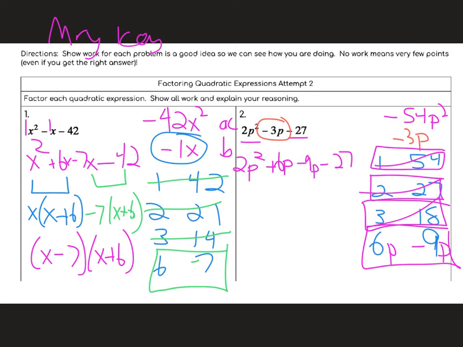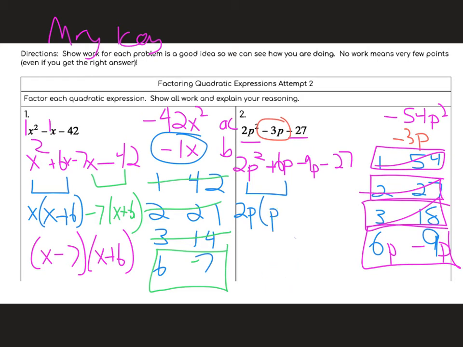Now you group it. So you look at these first two. What can you take out? Well, from 2 and 6, I can take out a 2. From p squared and p, I can take out a p. If I take that out, remember I'm dividing, so I'm doing 2p squared divided by 2p. The 2's cancel, and you're left over with a p.